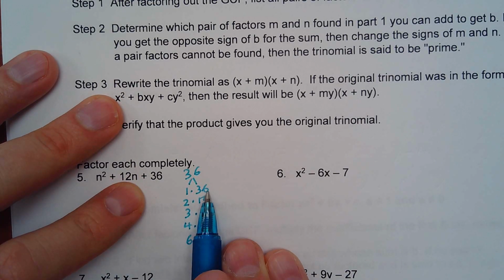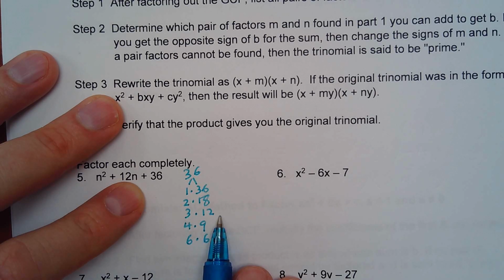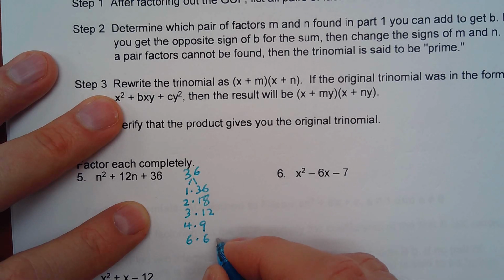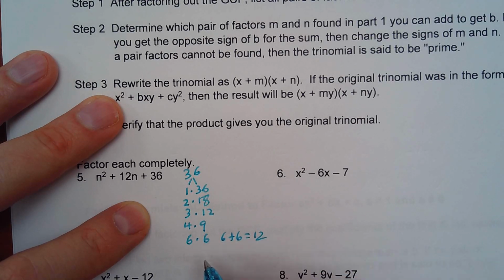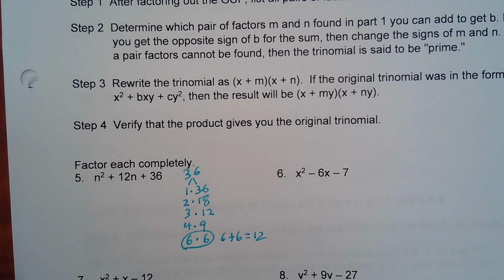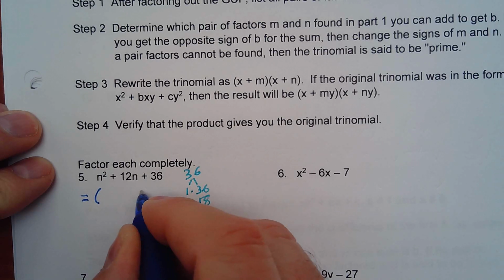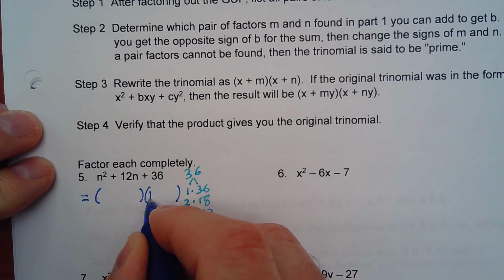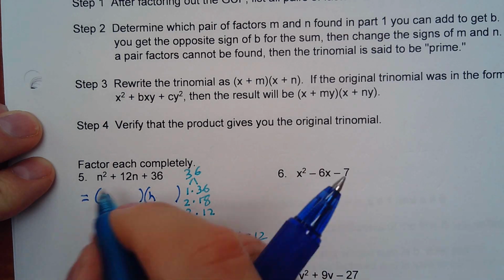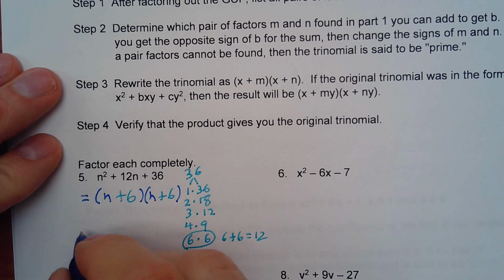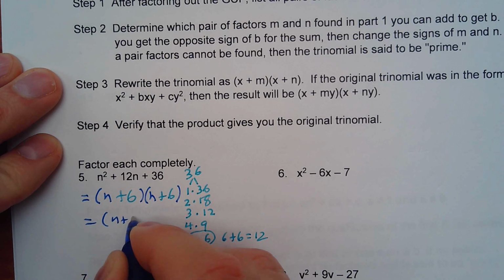Well, that first pair adds up to 37. The others add up to 20, 15, 13, 6. 6 plus 6 is 12. So this is the one that I want because 6 plus 6 is 12. So this is the pair I want. That tells me I can rewrite this as n plus 6 times n plus 6, or we can rewrite that as n plus 6 quantity squared.